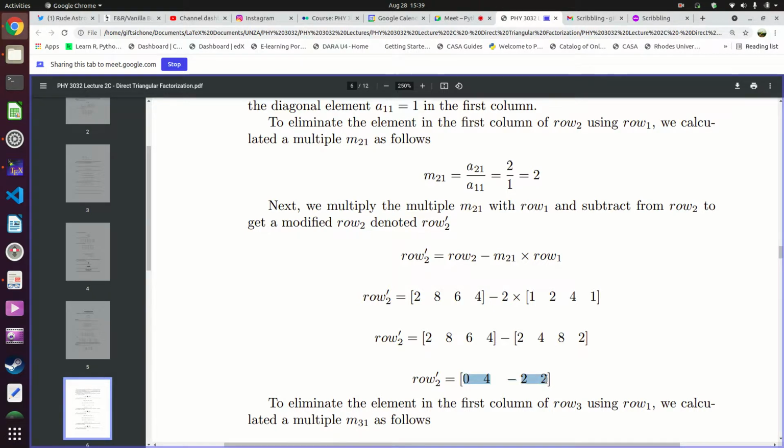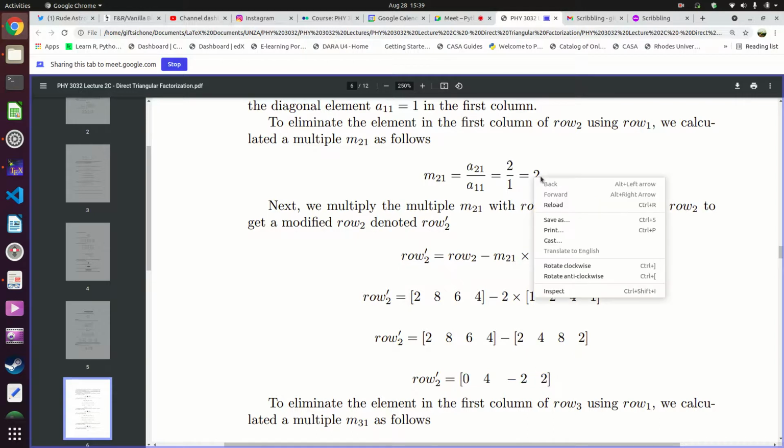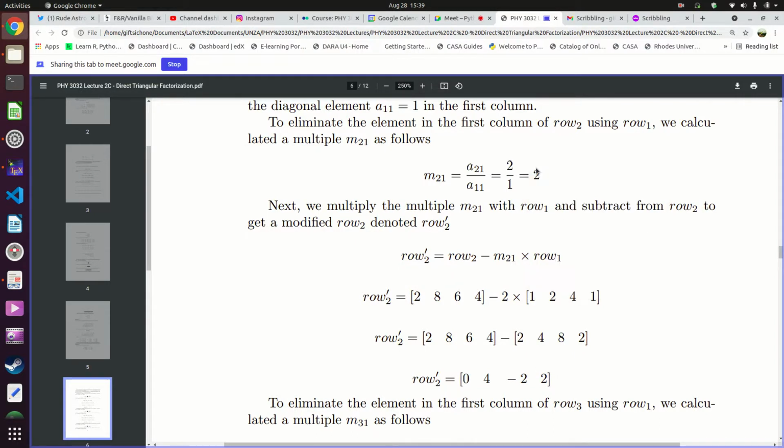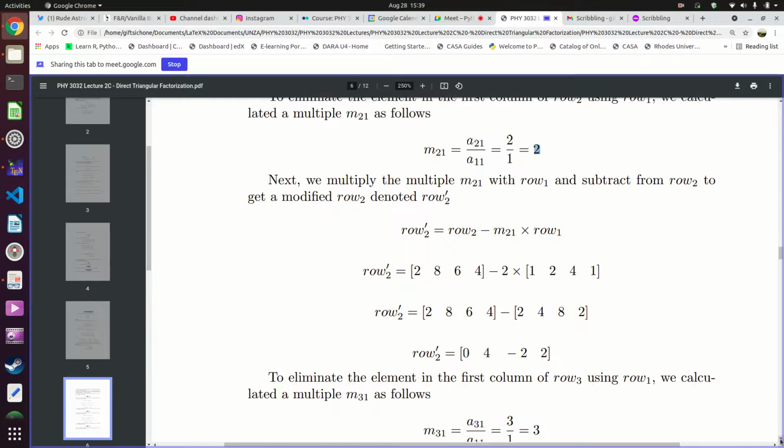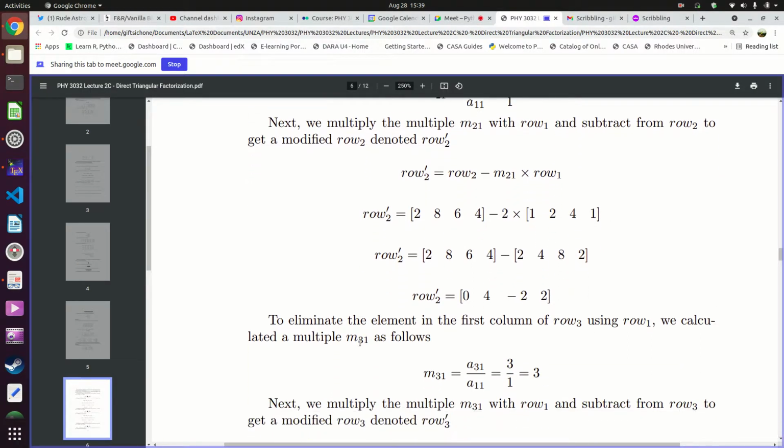So we get a modified row number 2, which is what we are going to put in our upper triangular matrix. And we also have the multiplier, which you're going to put in our lower triangular matrix there. Next, we work out the multiplier M31. For us to work out M31, you're going to need A31 divided by A11. That's going to be 3 divided by 1.